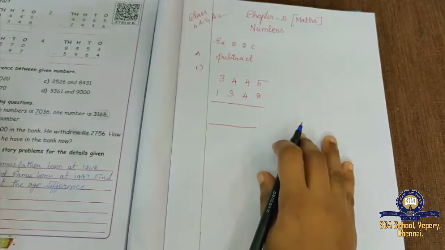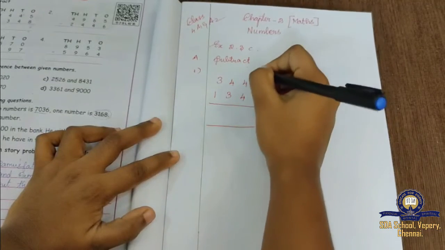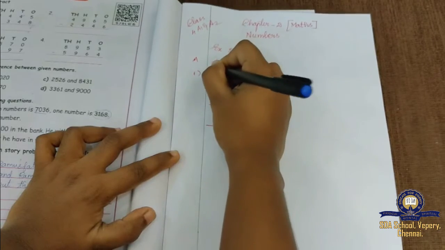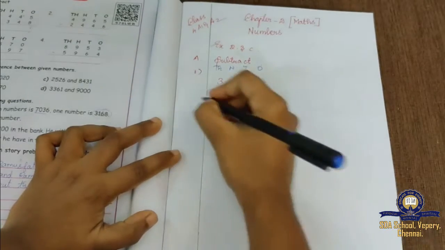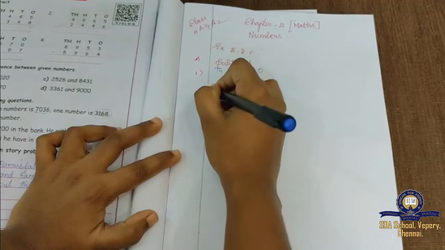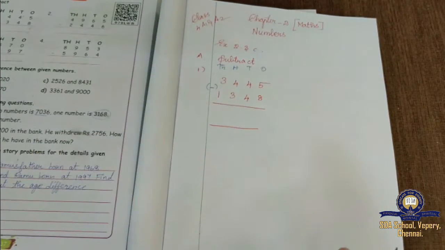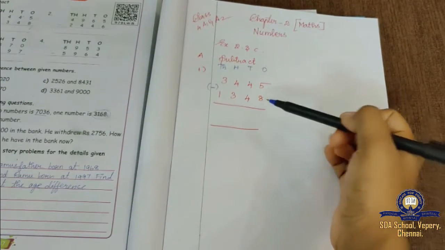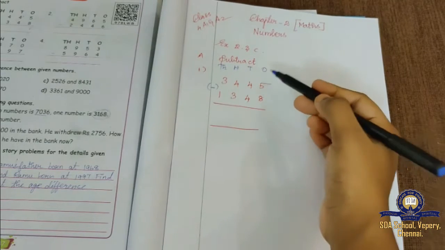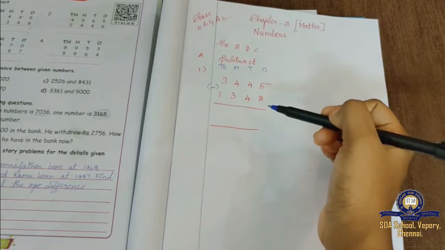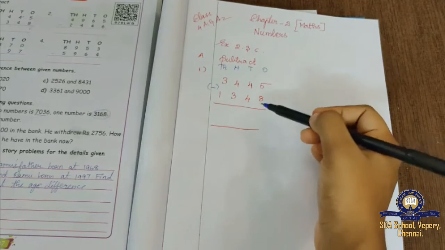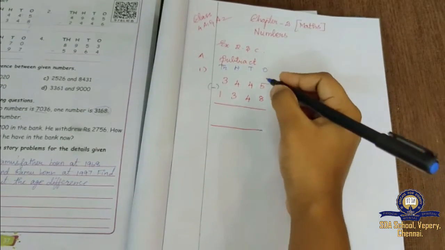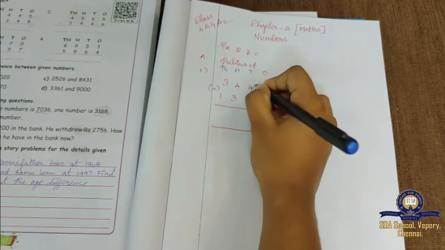First we will write the places: ones, tens, hundreds and thousands. In subtraction, first put the minus symbol. The first number should be bigger than the number below. In the ones place we have 5 in the first number and 8 below. We cannot subtract it, so we have to borrow from the tens place.